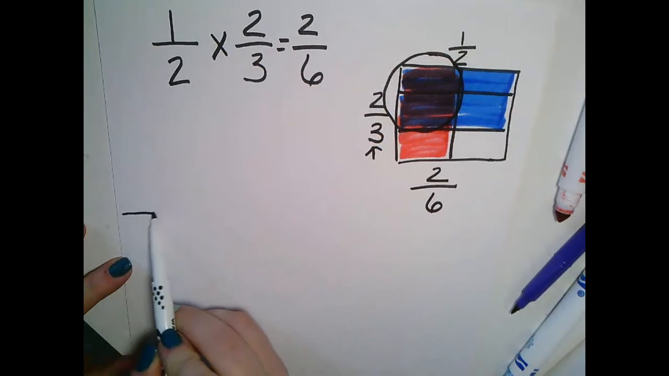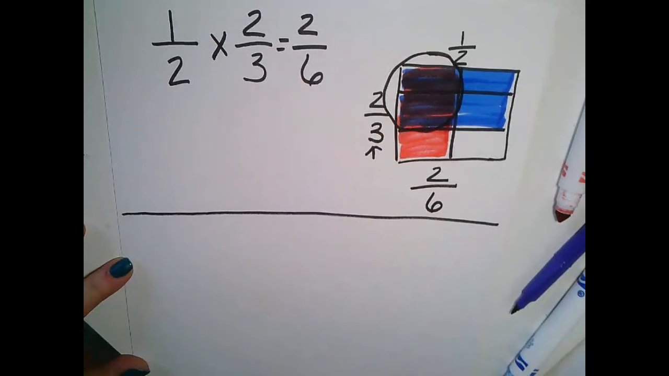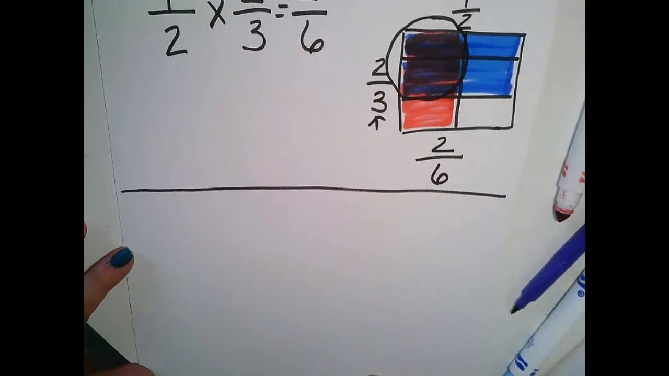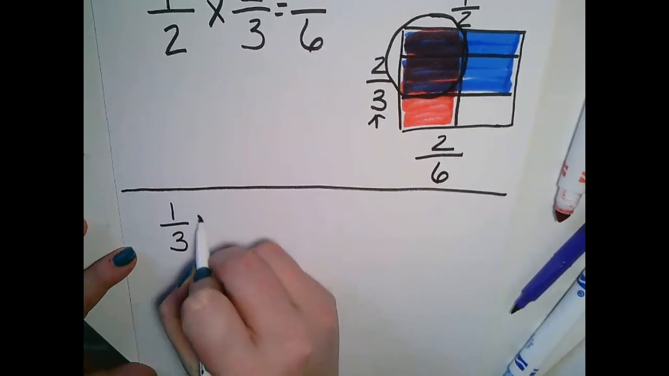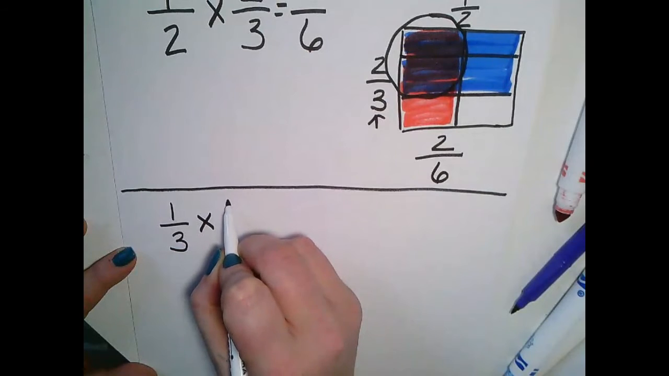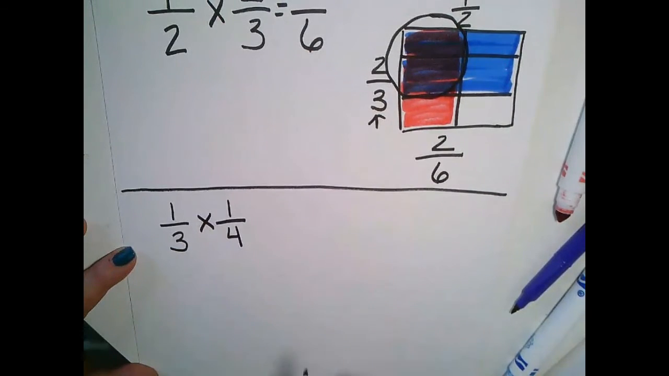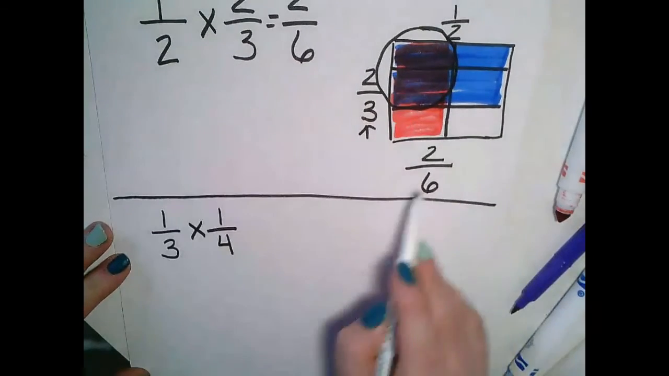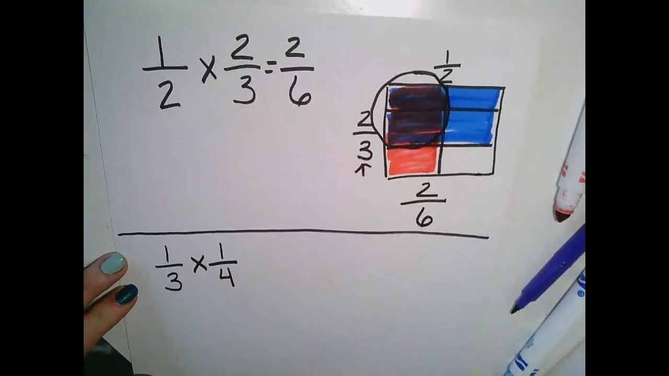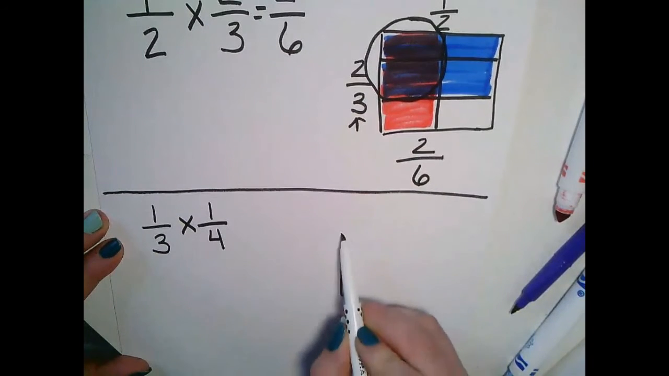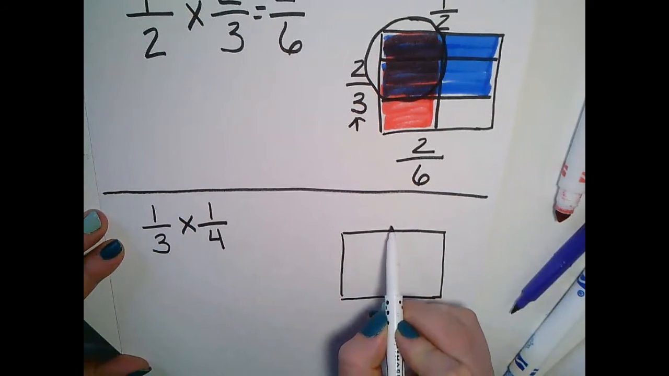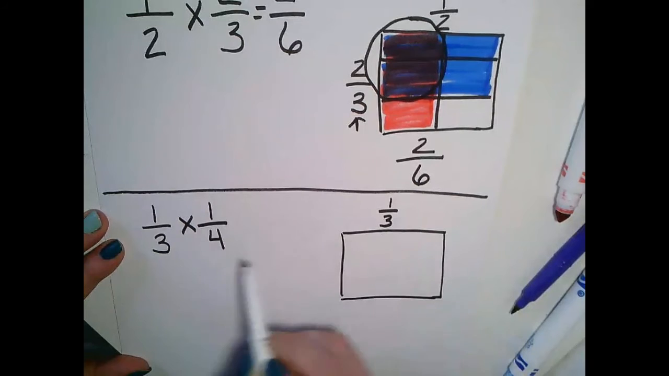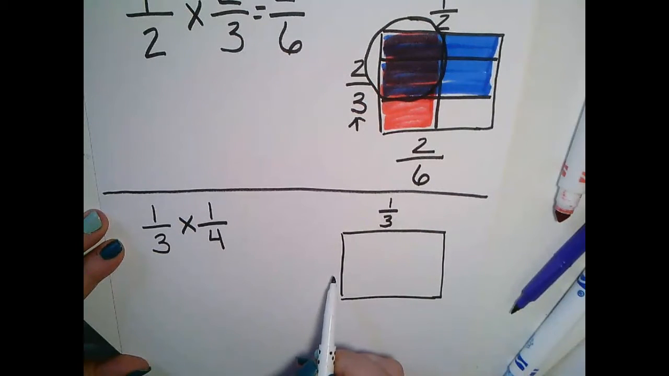Now it's your turn to try one, but I'll help you get started. Make sure you have a piece of paper and a pencil with you. So we're going to change our denominators, and we're going to do 1/3 times 1/4. So when we make our box, reference the first problem and the second problem that we did. We're going to make our area model. And we're going to put what fraction up here? Yes, 1/3. And what fraction is going to the left? Yep, it's 1/4.